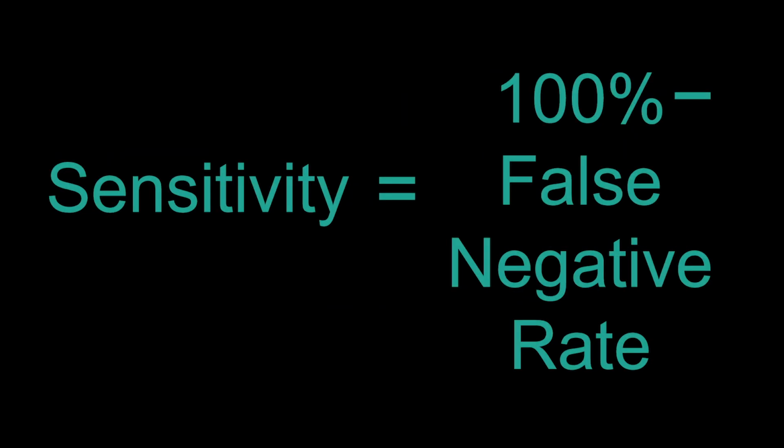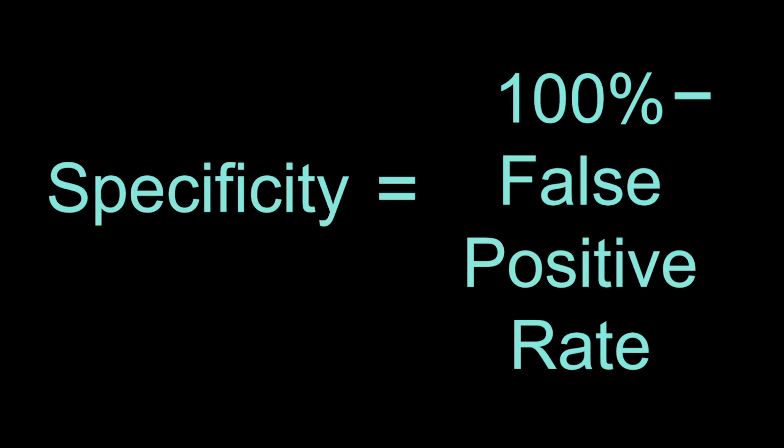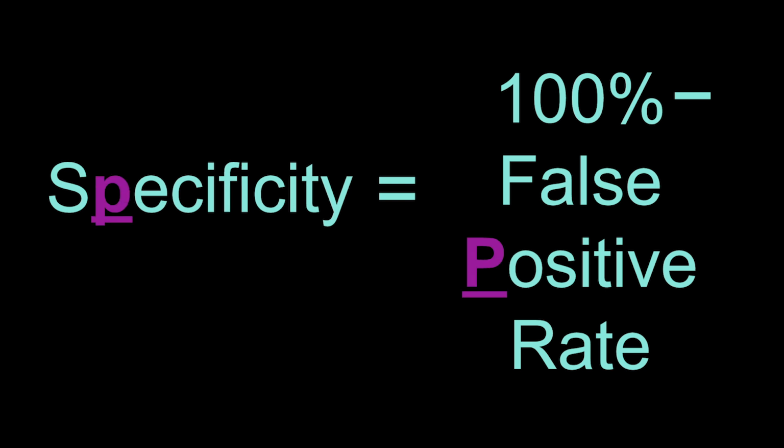Pro tip for remembering what these words mean. Sensitivity is 100% minus the false negative rate. Notice the letter N in both of these words. Sensitivity relates to false negatives, whereas specificity is 100% minus the false positive rate. Notice the letter P in both of these words. Specificity relates to false positives. Remember this, and it will help you keep these definitions straight.